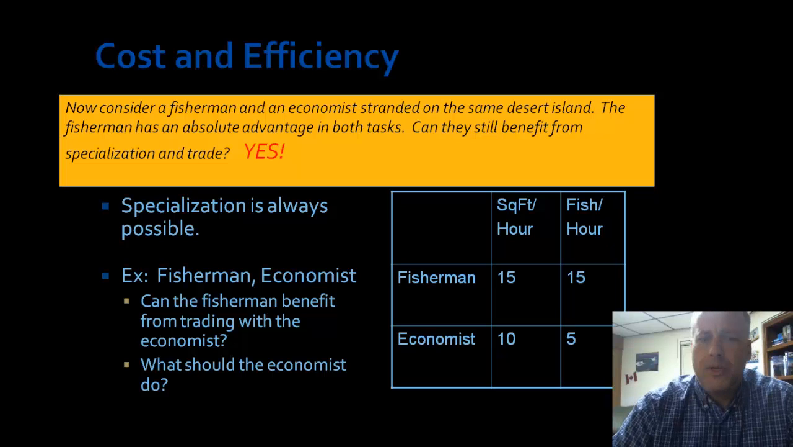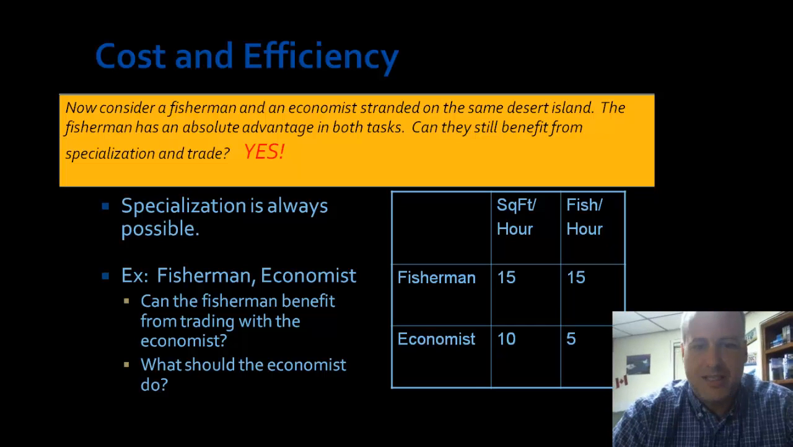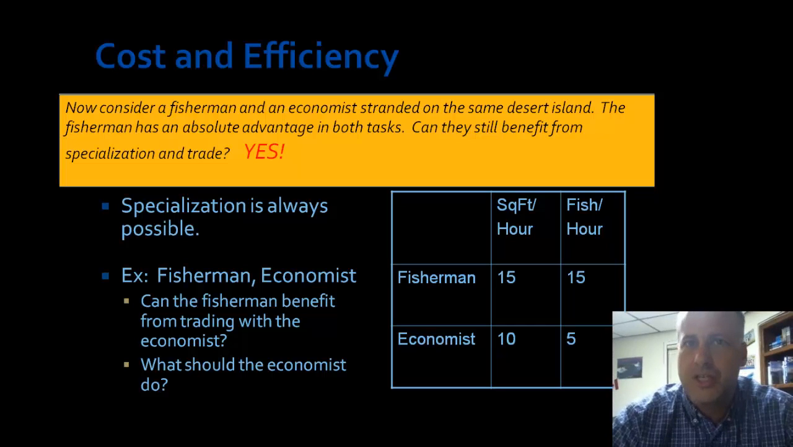Now what we want to do is consider a different problem where a fisherman is trapped on the same desert island, but this time with an economist rather than a general contractor. The fisherman spends more time working with his hands and building outside, and so is better at both building and fishing than the economist. The question here is, can they both benefit from specialization and trade? And what we're going to find here is that the answer in this case is yes, specialization is always possible.